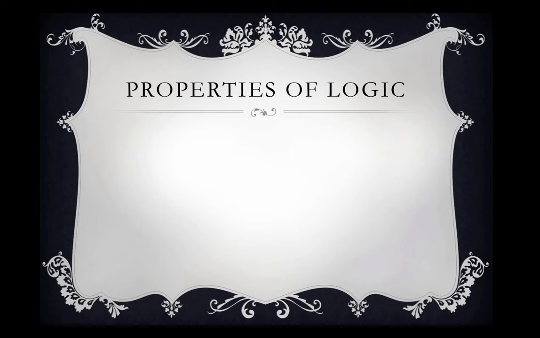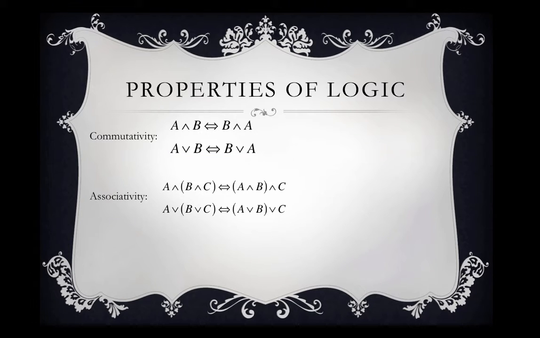So now let's discuss some properties of logic. First is commutativity. Commutativity states that A and B, and B and A, are equivalent statements, as well as A or B and B or A are also equivalent. Next is associativity. Associativity states that if you have 3 statements all joined by the same logic operator, the order of brackets doesn't make any difference. So (A and B) and C is equivalent to A and (B and C), as well as (A or B) or C is equivalent to A or (B or C).